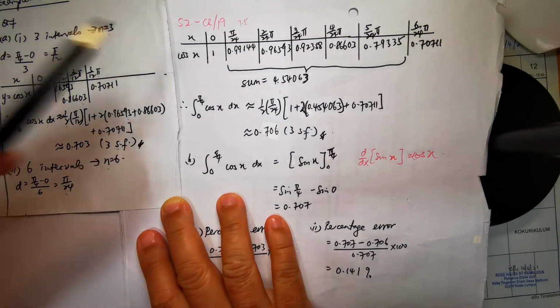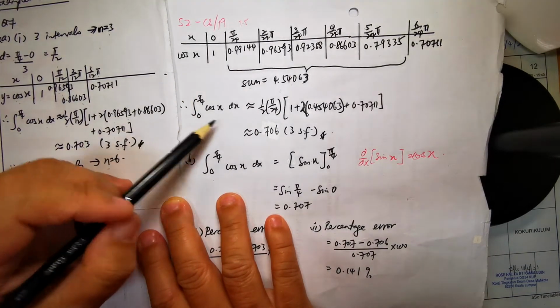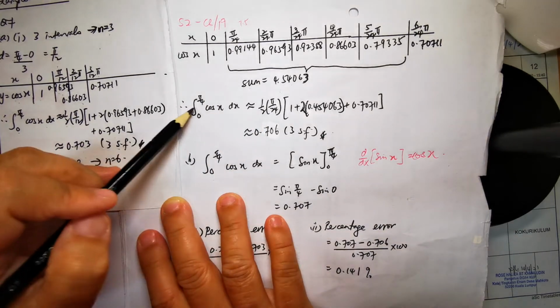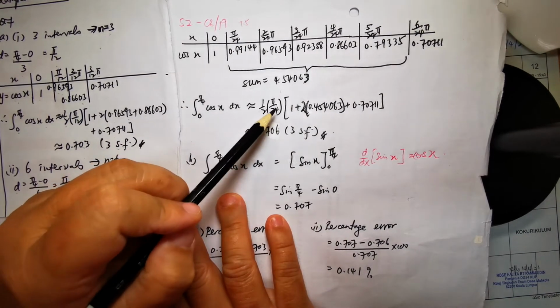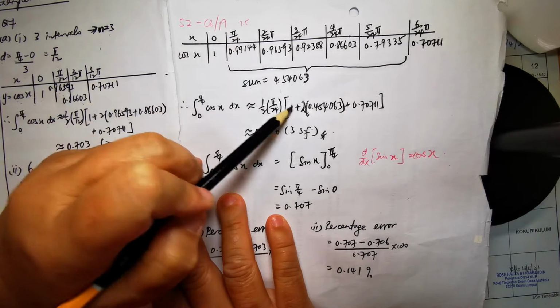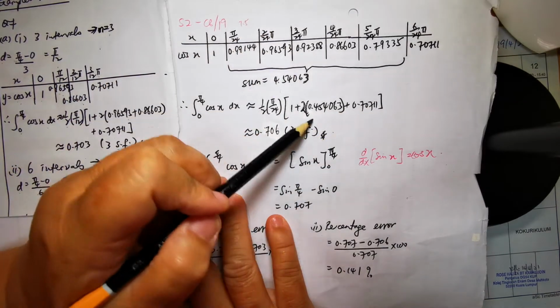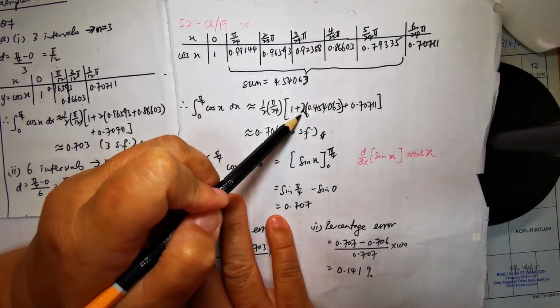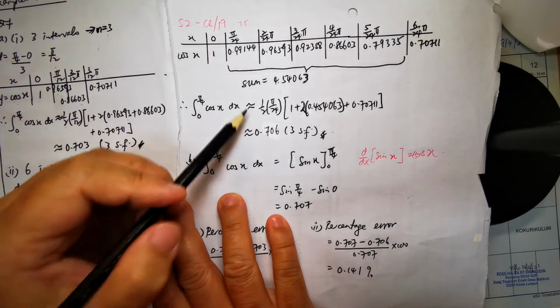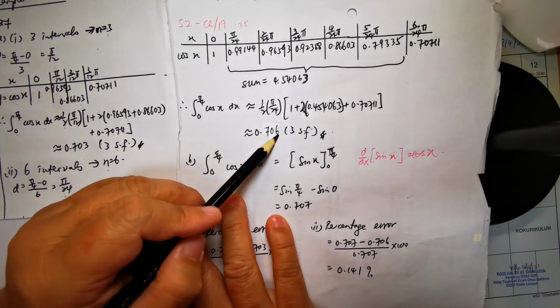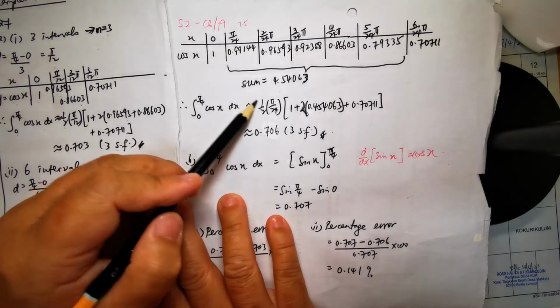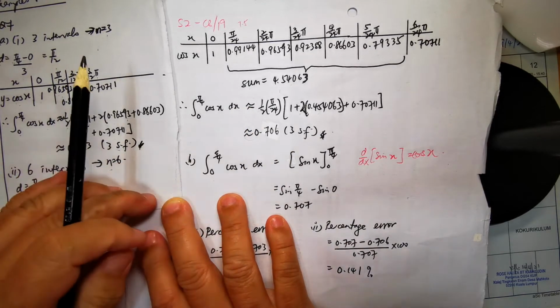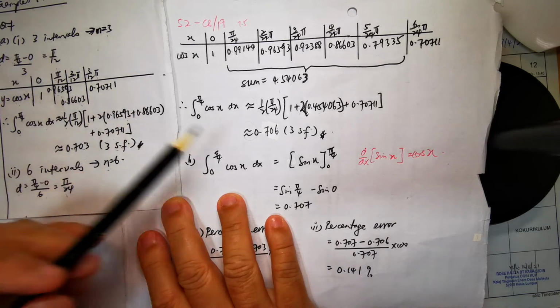Okay. Then therefore, by using the trapezium rule, the definite integration can be like this. So half d, the y naught, the last y, and 2 times the sum of the center ones. Don't forget to times 2. Alright, then the answer is 0.706 to 3 significant figures. Again, approximate sign. Always mention the approximate sign.